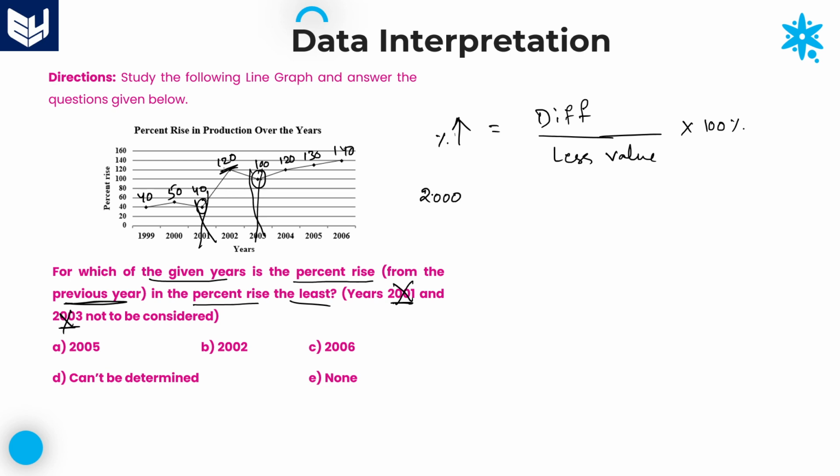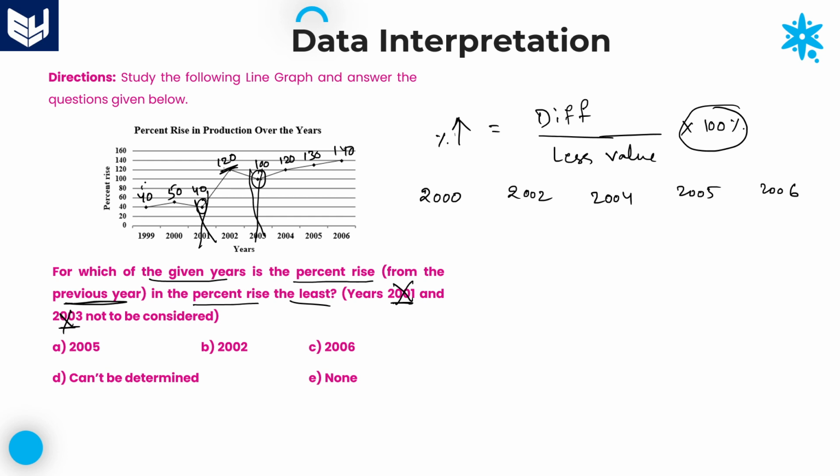In 2000, what is the value? 2001 is not to be considered, then 2002, and next 2003 is not to be considered, then 2004, 2005, 2006. These values we need to calculate. The numerator value into 100 is a common point, which is the reason I don't want to multiply by 100 for each and every value. First one, 2000.